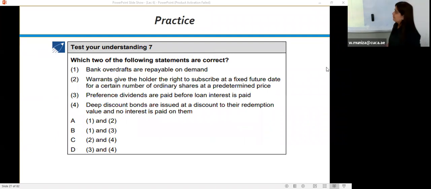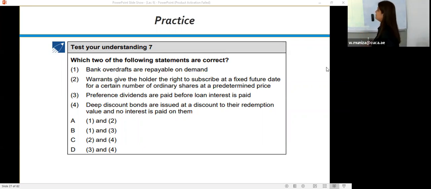Then students, which two of the following statements are correct? Bank overdrafts are repayable on demand. Is it correct? Yes, this is correct. Warrants give the holder the right to subscribe at a fixed future date for a certain number of ordinary shares at a predetermined price. Yes, this is the definition of warrant we have discussed.